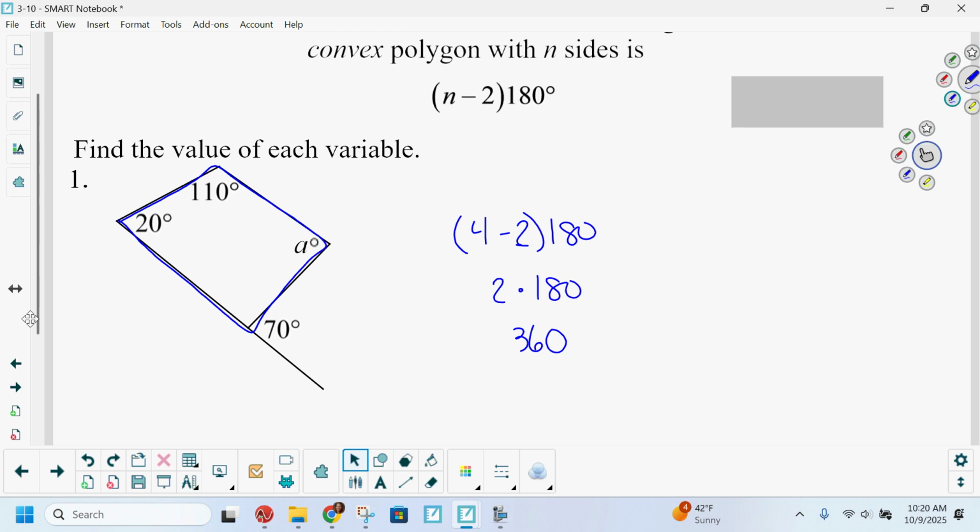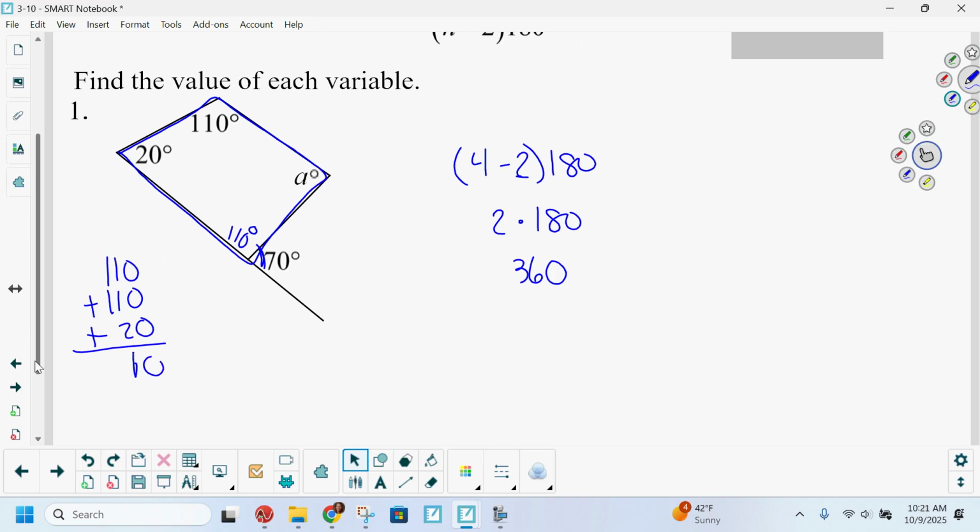So now I'm going to take all the angles in this quadrilateral and subtract them from 360. Well, if this angle is 70, it's supplementary to this one, so this is 110. So I've got 110 plus 110 plus 20. So I have 240. 360, take away 240, gives me 120 degrees. So A is 120 degrees.